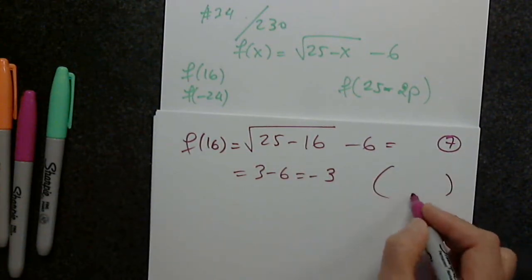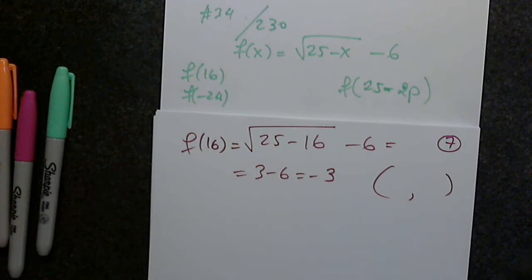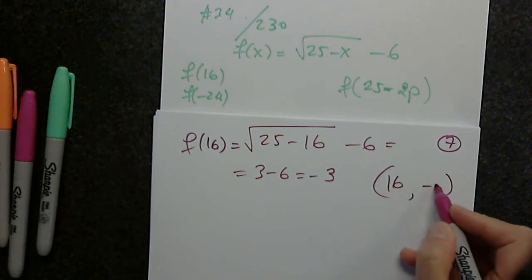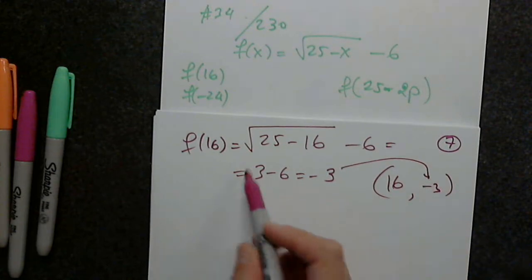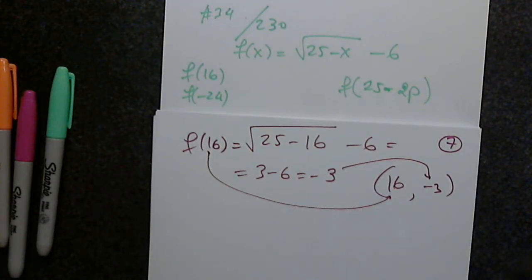Can anyone give us the ordered pair that we just determined? Indeed. Thank you. So 16 comma negative 3. y is here. x is here. Perfect.